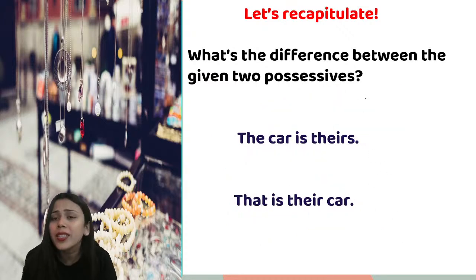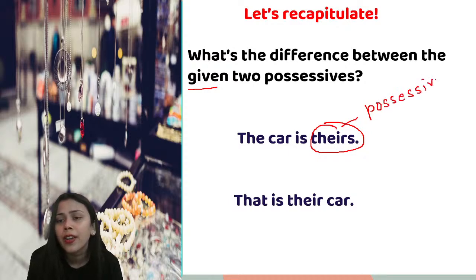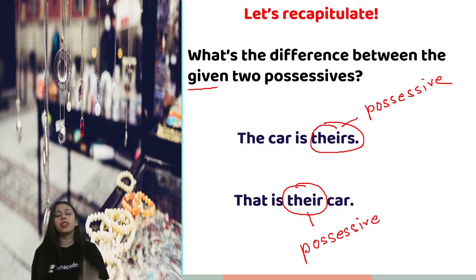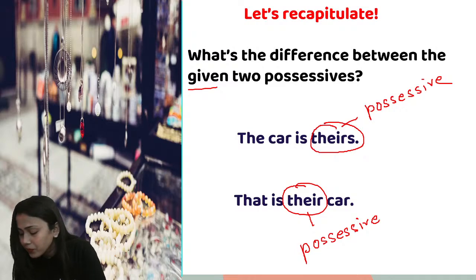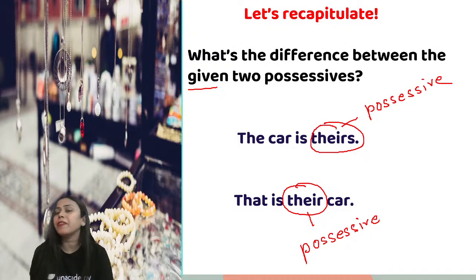Yes. What's the difference between the given two possessives? Here two possessives have been used. This is a possessive and this is also a possessive. Now what is the difference between the two possessives? Tell me. Tell me what's the difference between the given two possessives.